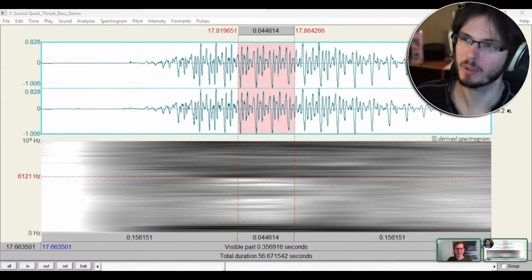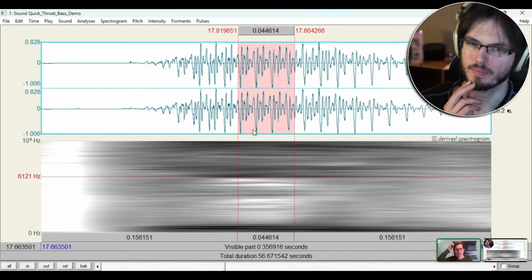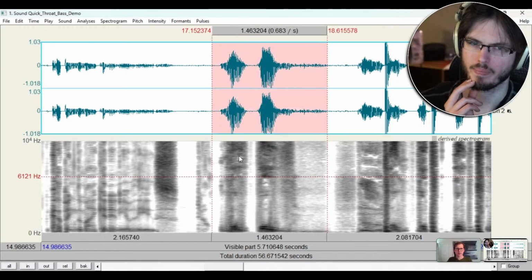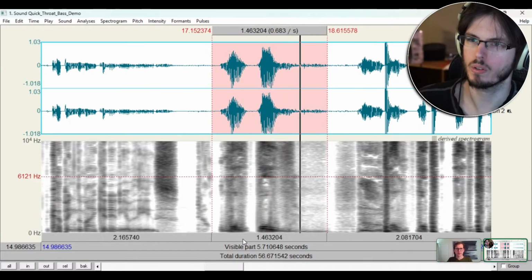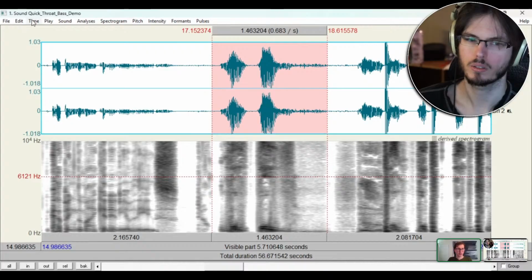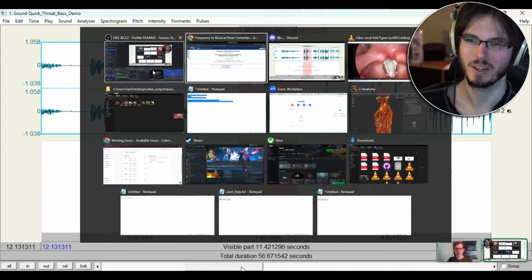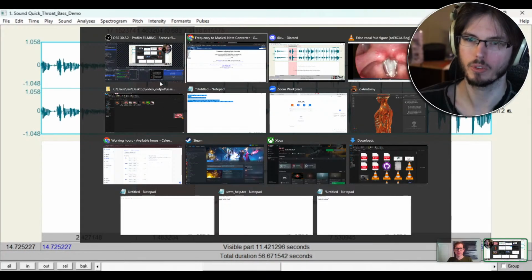Exactly. Okay. So here is an example of someone's throat bass. There's a longer example here. Whose submission is this? Let's see. This is a quick throat bass demo. I just picked one. They're all great throat basses. As you're doing that, I'll look through Discord and try to find one.